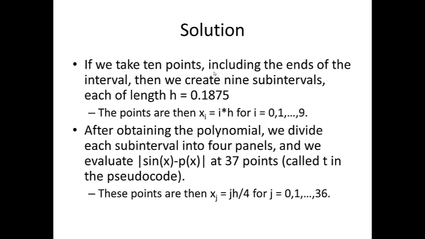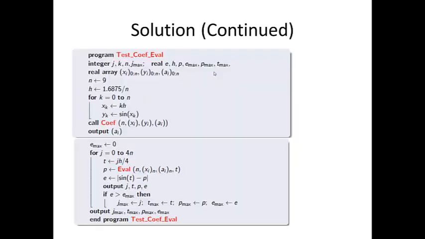If we take 10 points, including the ends of the interval, we create 9 subintervals, each of length 0.1875. The points are then x_i equals i times h for i equals 0 through 9. After obtaining the polynomial, we divide each subinterval into 4 panels, and we evaluate sine of x minus p of x at 37 points called t in the pseudocode. These points are x_j equals j times h divided by 4, for j going from 0 through 36. On the next slide we'll see the main pseudocode that calls the procedures Coef and Eval given for this function.